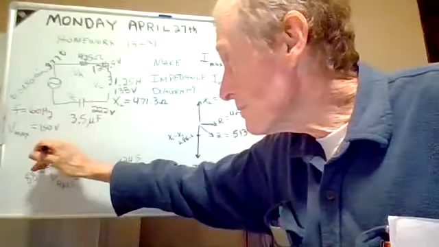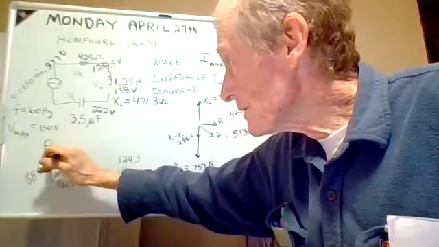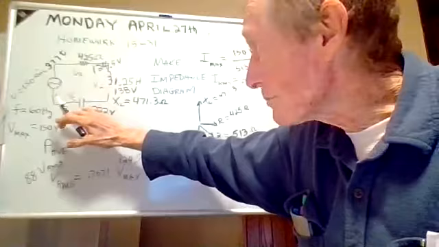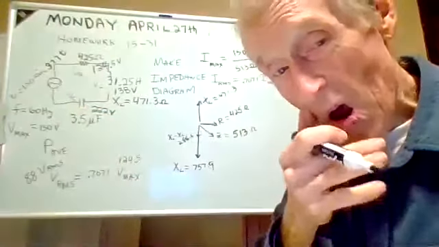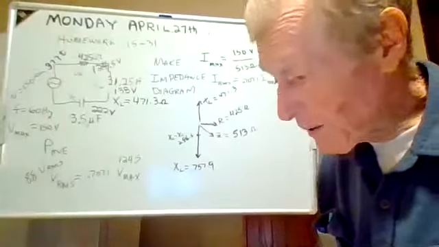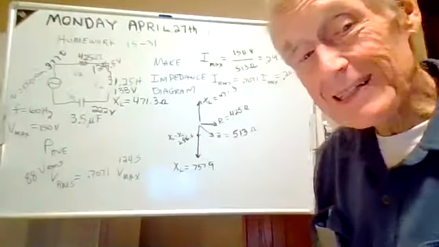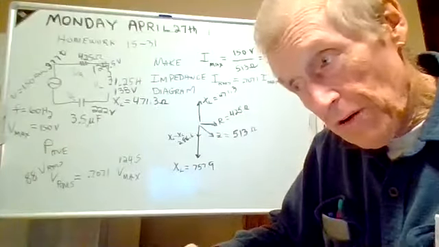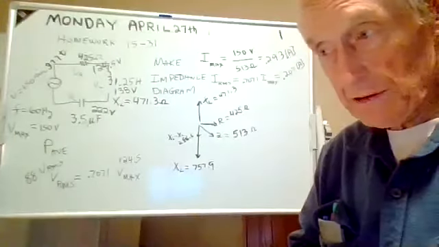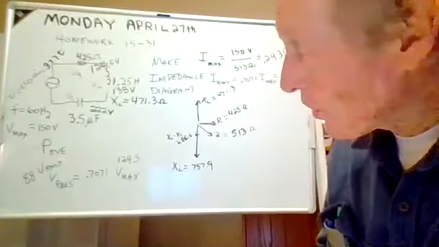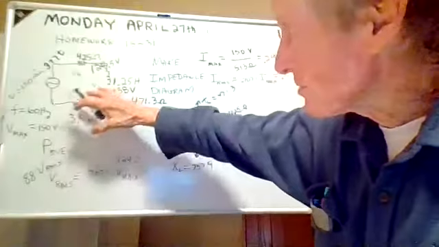Now remember, the average power of the inductor and the capacitor is zero. They don't give you any average power. Now, they give you power, but it's instantaneous power. Remember, you store some power, you give it back. So they have power, but the average power is zero for the capacitor and the inductor.